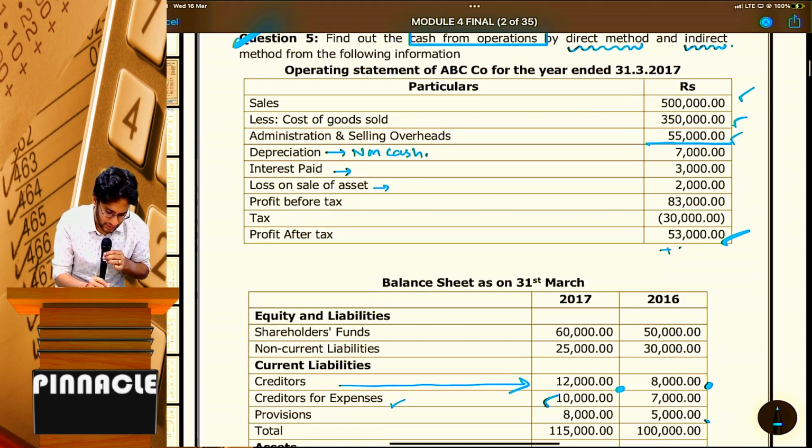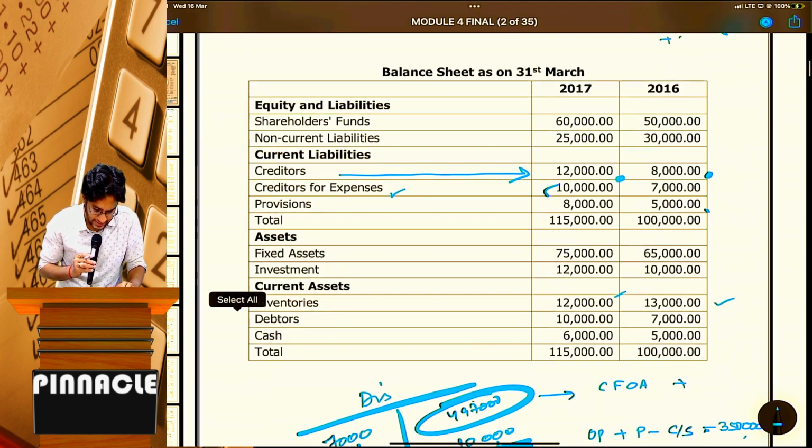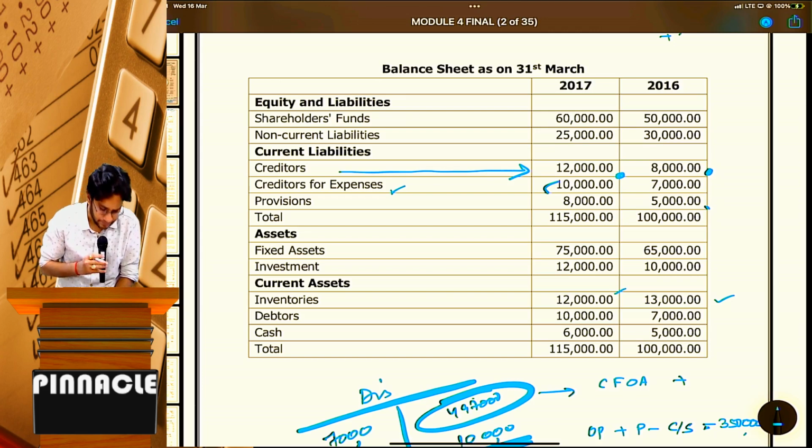But maybe, assuming that is also related to your cost of goods sold or expenses, you can adjust that. But actually, there is no hint about that. So keep provisions aside. Next item, you have debtors, inventory, sir. Inventory from 13,000 became 12,000. If it is becoming 12, inventory is reduced. This is also an inflow for you.